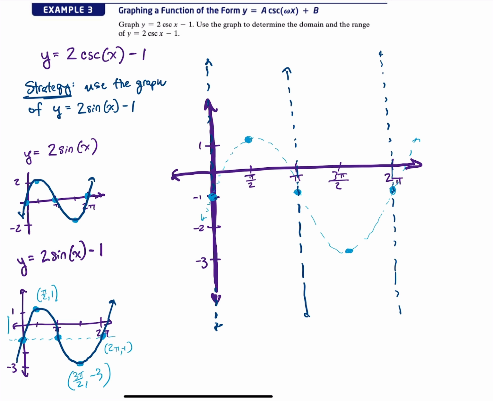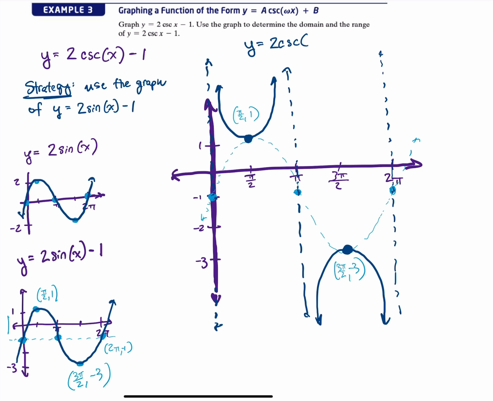And then we'll share this maximum and minimum point with the sine graph, and then go up in this bounded parabolic style curve above and below. So let's label these points. This will be pi over 2, positive 1, and then this would be 3 pi over 2, negative 3. So this will be our graph of y equals 2 times the cosecant of x minus 1.